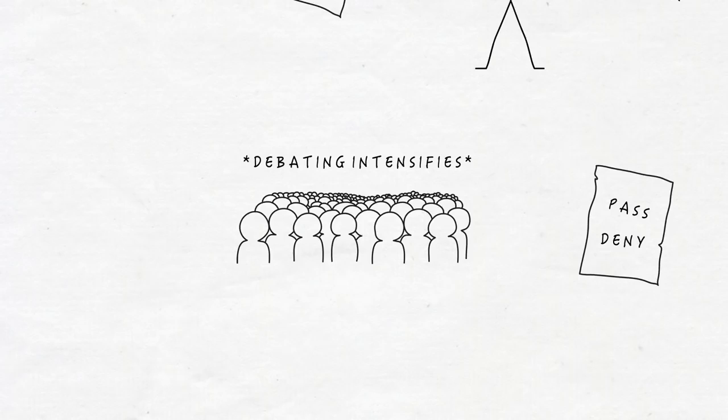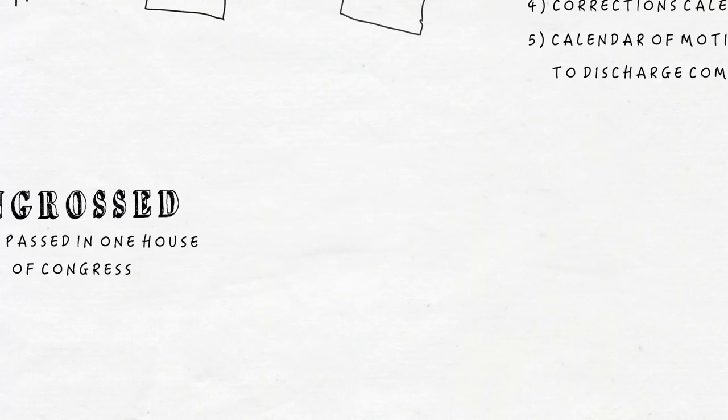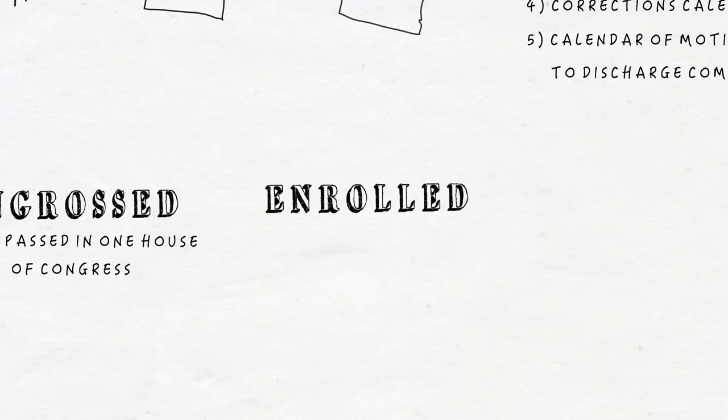All the differences must be settled before the bill is sent to the President. Once all differences have indeed been settled, the bill will have become enrolled, meaning the bill has passed both the House of Representatives and Senate's approval.